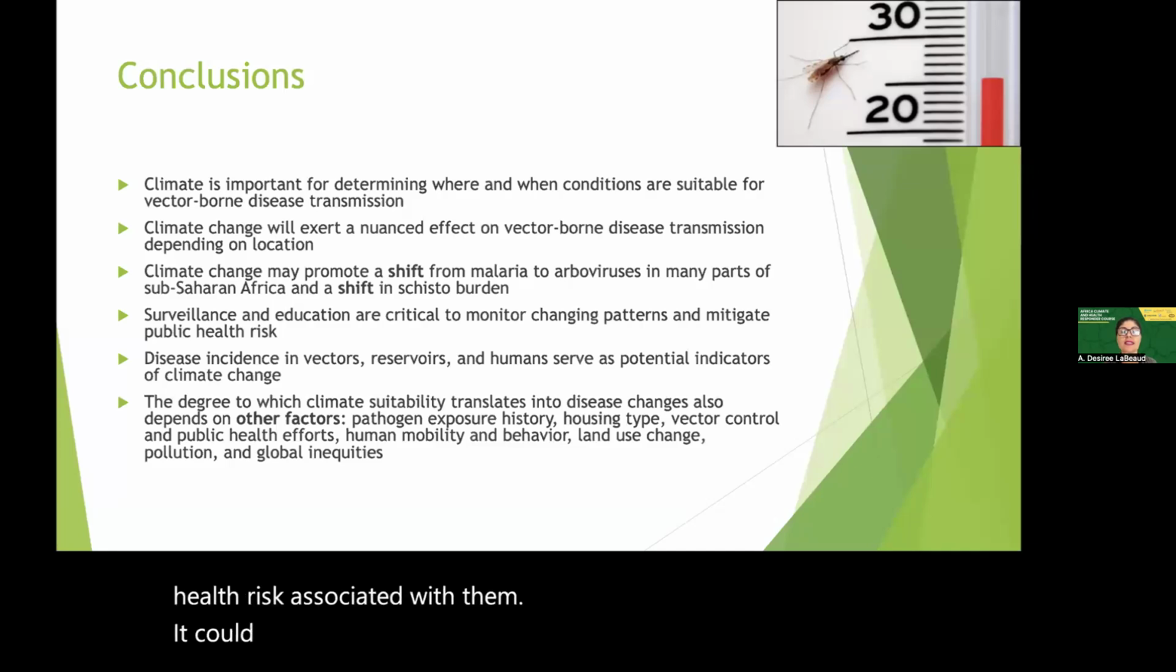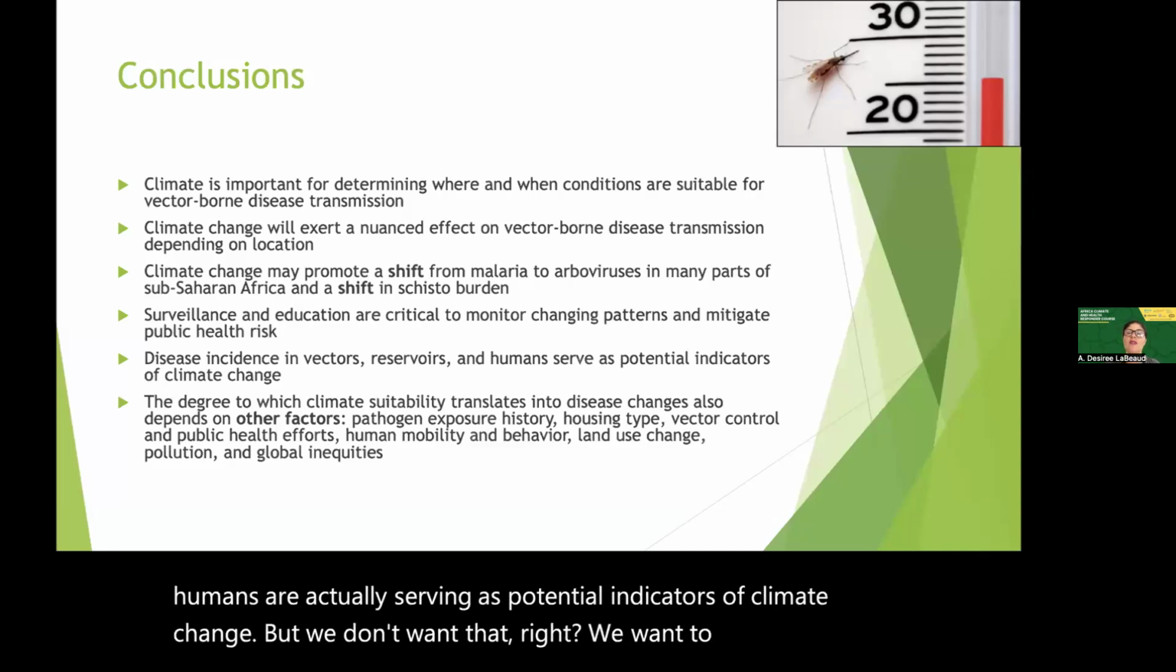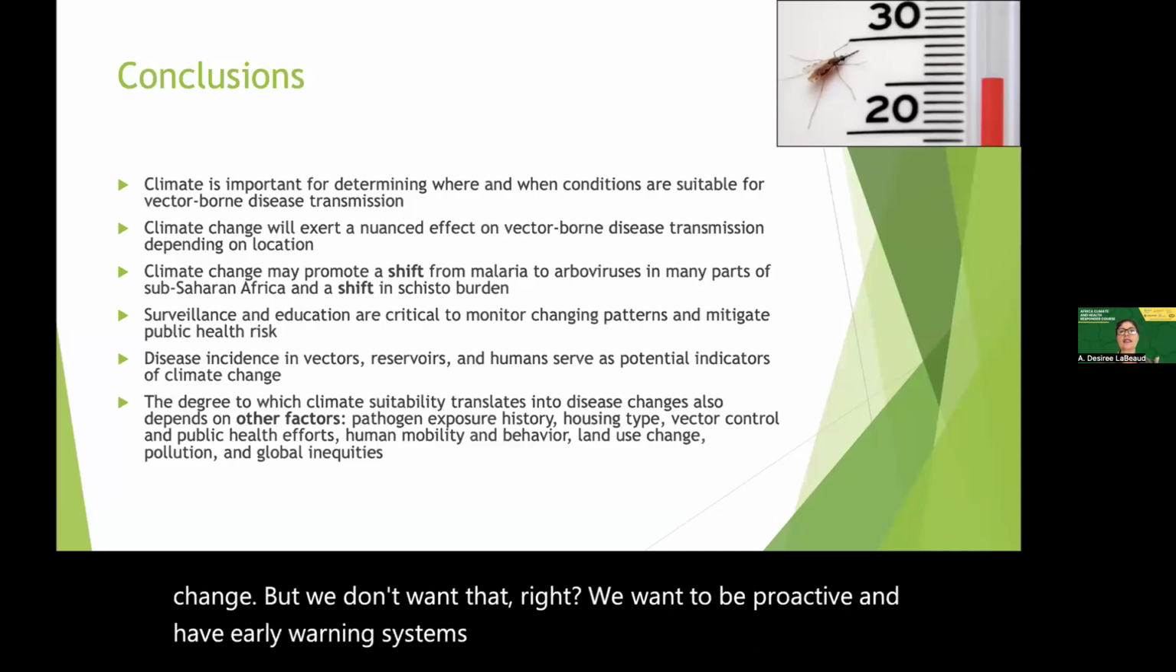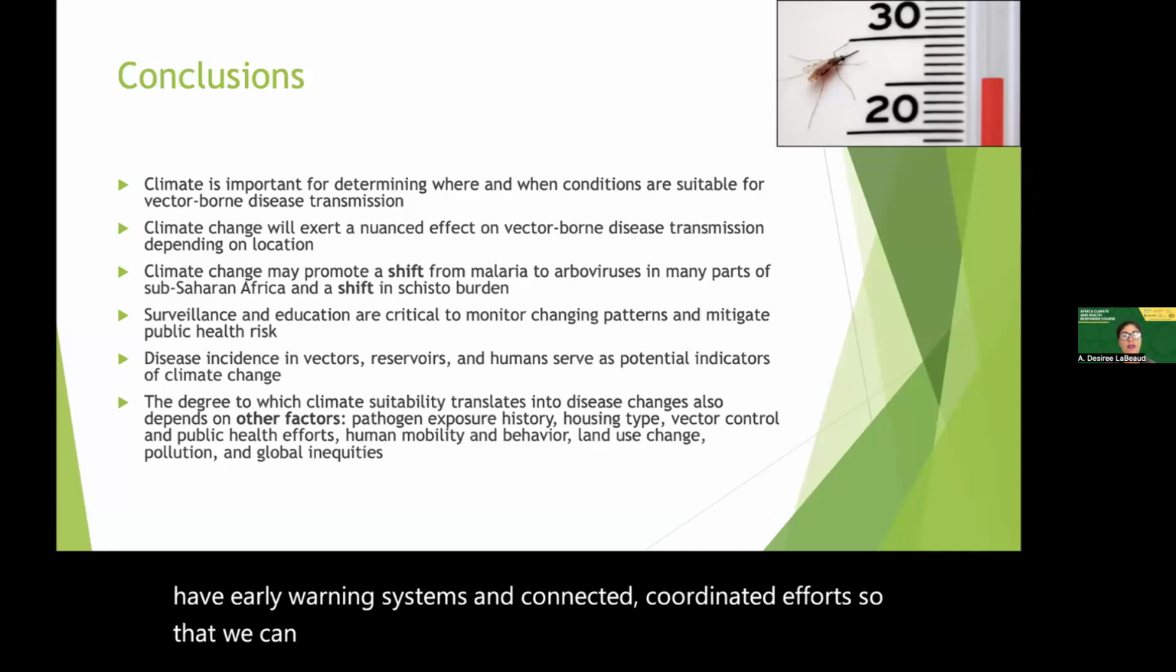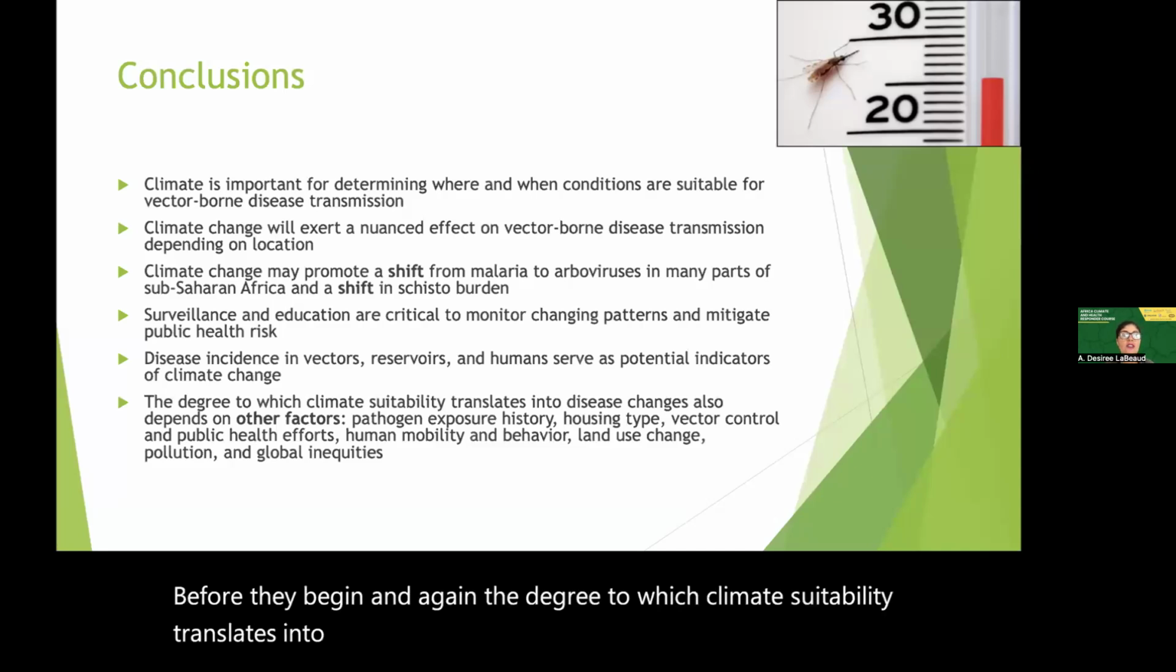It could be that disease incidents and vectors and reservoirs in humans are actually serving as potential indicators of climate change, but we don't want that, right? We want to be proactive and have early warning systems and connected, coordinated efforts so that we can abort outbreaks right when they begin or even prevent them before they begin. And again, the degree to which climate suitability translates into disease changes also depends on many other factors.